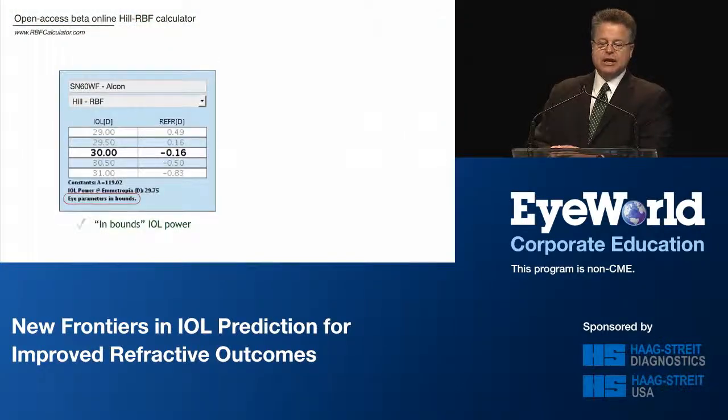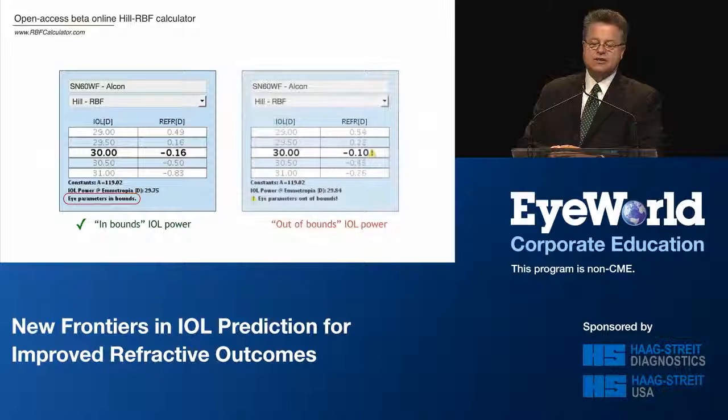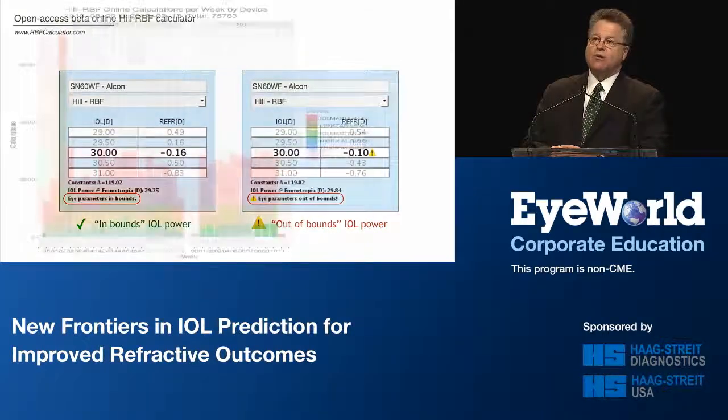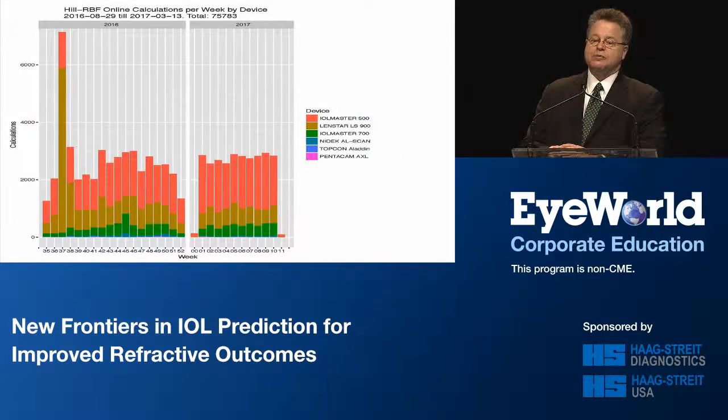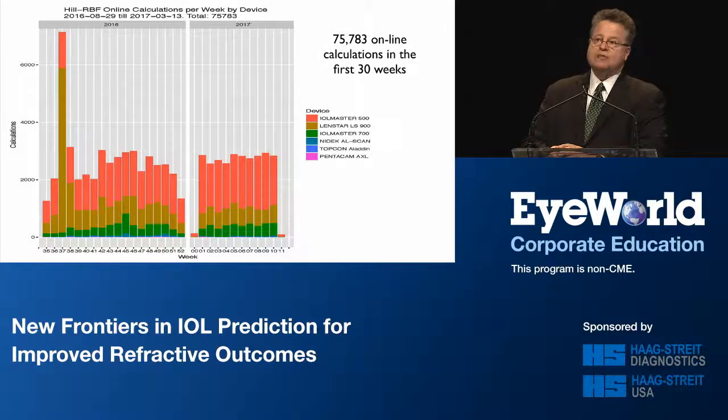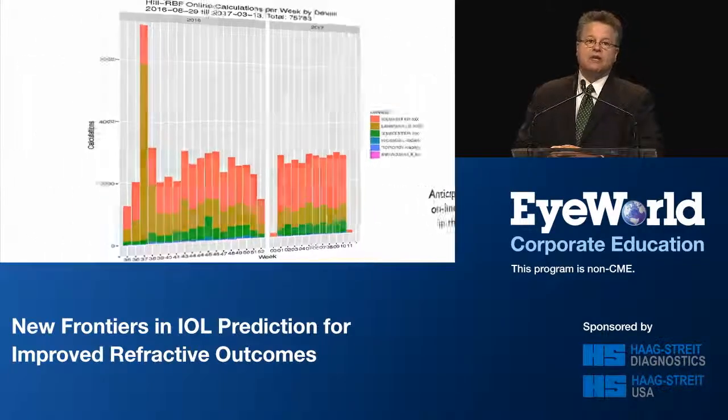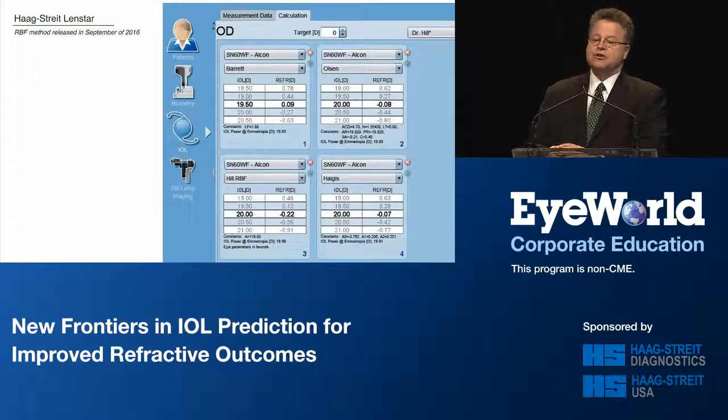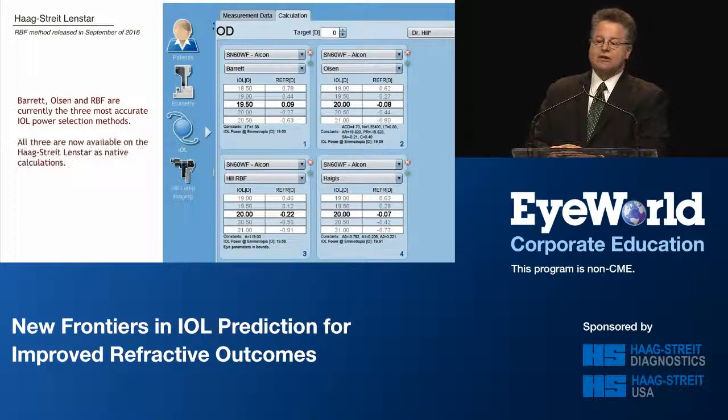So this is an inbounds calculation, and this is an out-of-bounds calculation for the same IOL power because some of the preoperative measurements may be different. Now, again, we're very slow to change as ophthalmologists, but in the first 30 weeks, we had more than 75,000 calculations just for the online calculator, and we're anticipating more than 130,000 calculations for the online calculator in the first year. This is what it looks like on the LensStar.